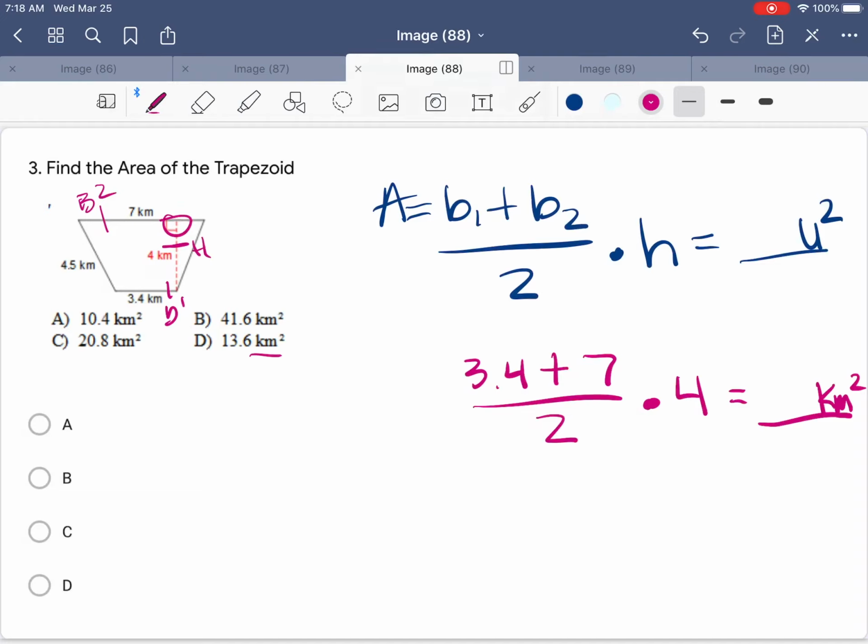So again, on this one, first step is going to be to add those together. Add 3.4 plus 7 together. And then, second step, divide it by 2. And then your third step would be to times it by 4. And then that will give you your answer.